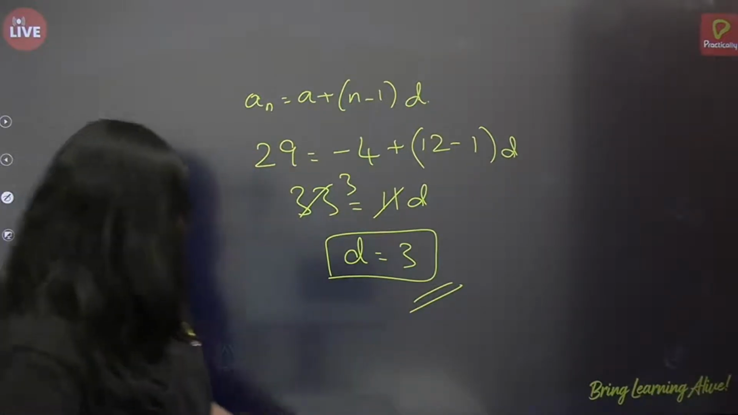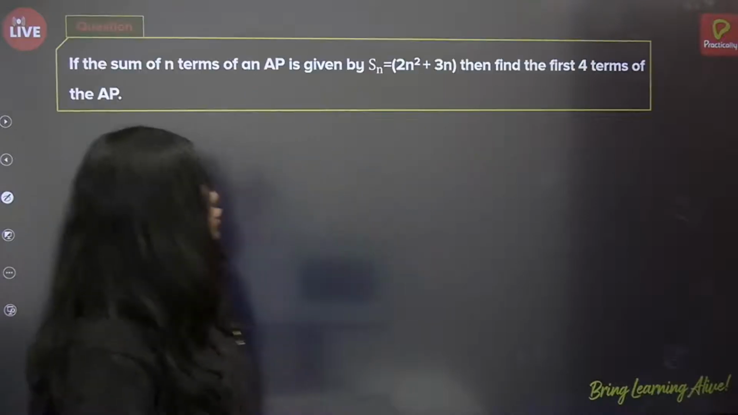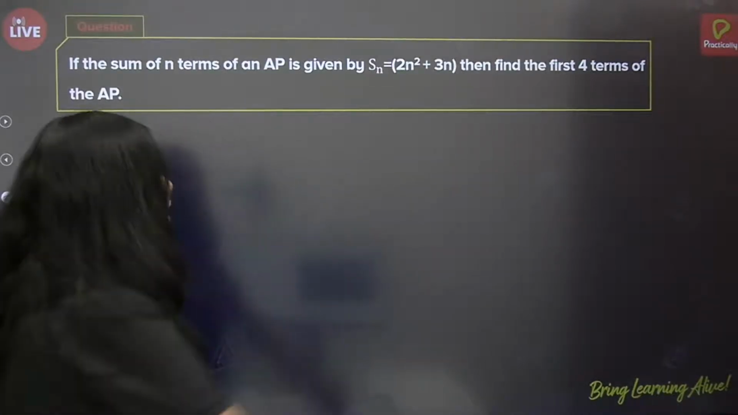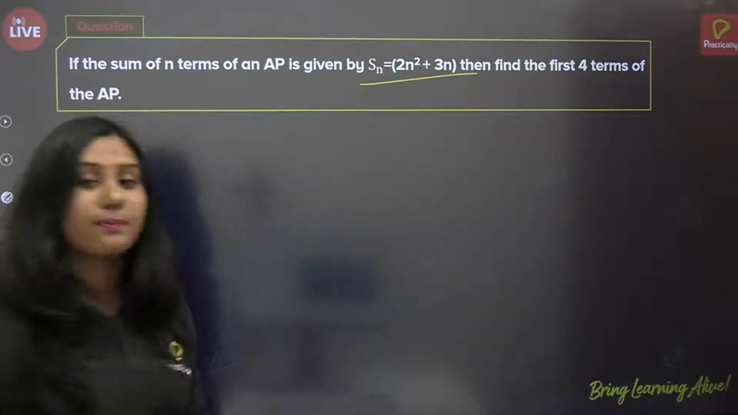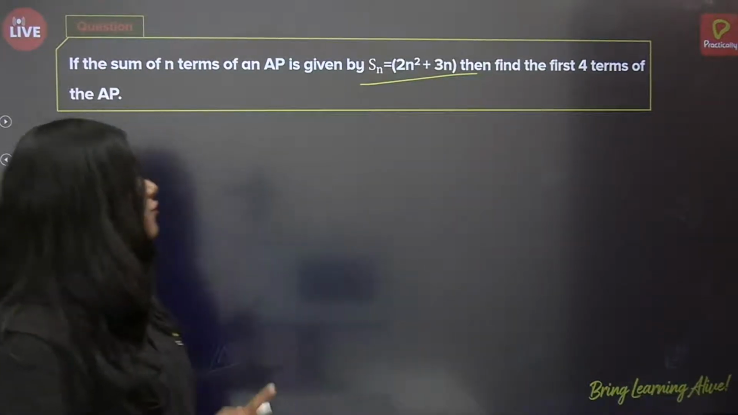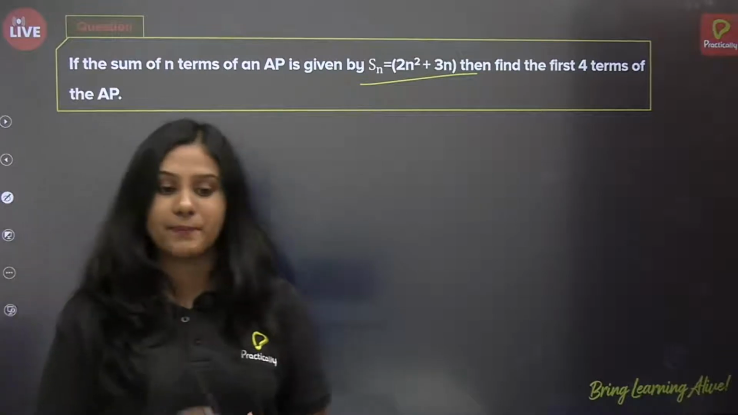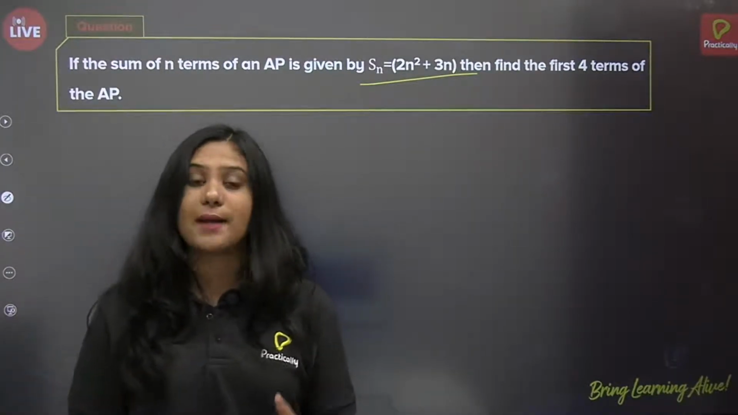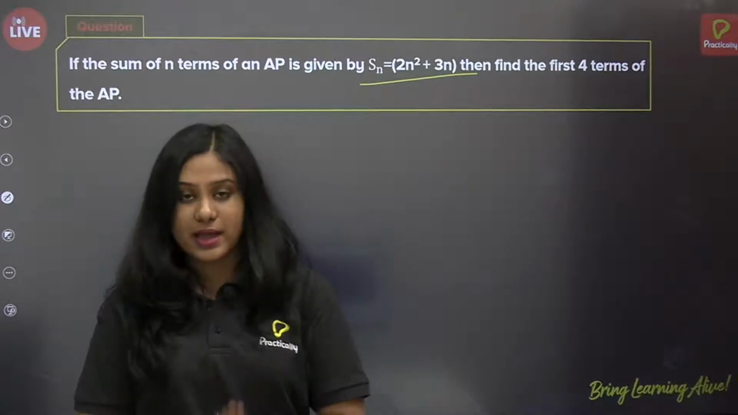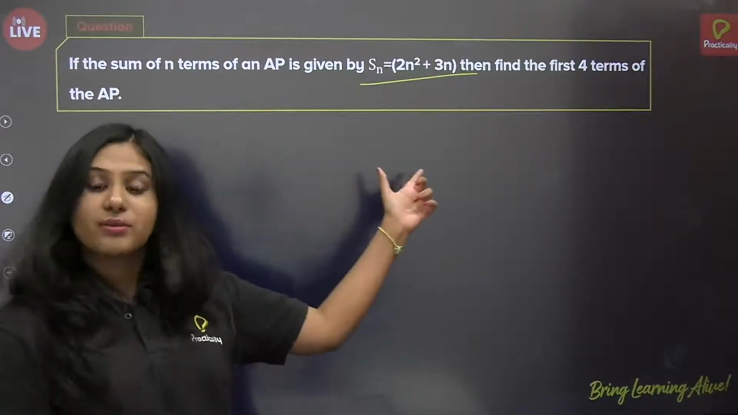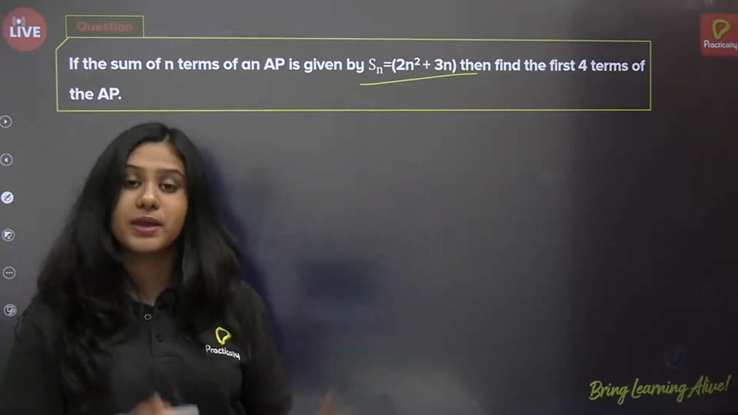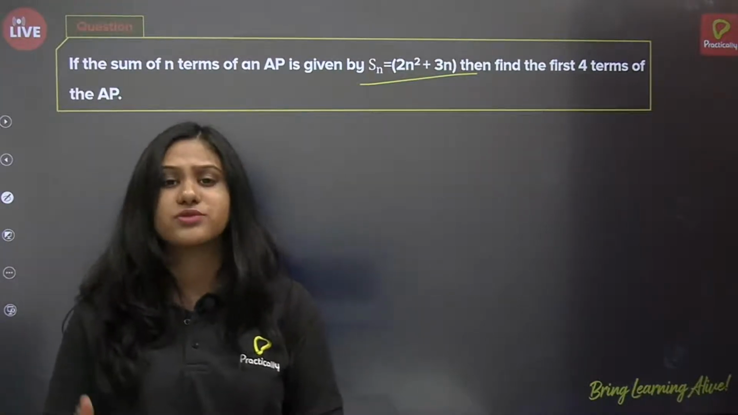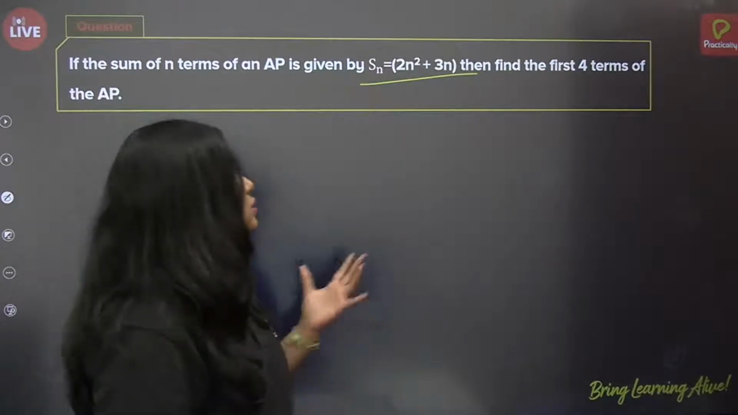Alright, let's go to the next one. If the sum of n terms of an AP is given by Sn equals 2n square plus 3n, find the first 4 terms of the AP. If you have gone through the previous year questions or the sample papers which were discussed by us, you would be very familiar with this kind of question because, trust me, this is one of the most repeated questions for the past 5 to 6 years. So come on, let's do it.